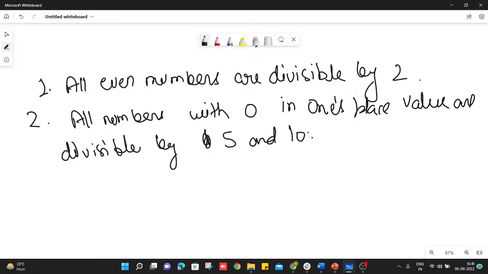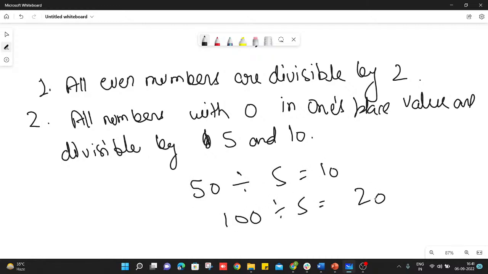50. Divided by 5 is 10. 100 divided by 5 is 20. 20 divided by 5 is 4. All the numbers which have a 0 in the ones place value are divisible by 5 and 10 as well.